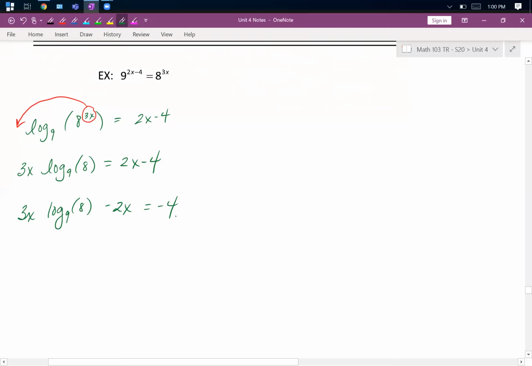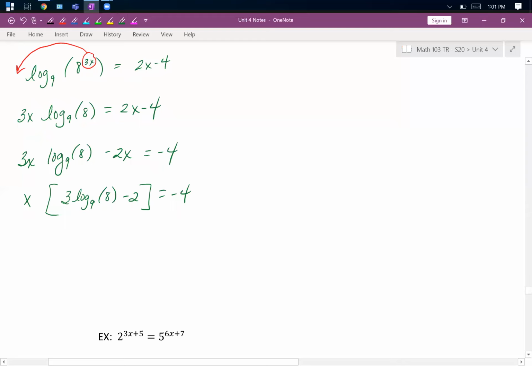We now have a common factor of x on the left side that can be factored out. Leaves us with 3 times log base 9 of 8 minus 2 equals -4. And then lastly, we're ready to divide both sides by all that we have in the brackets. We get an exact answer of x equals -4 divided by 3 times log base 9 of 8 minus 2.